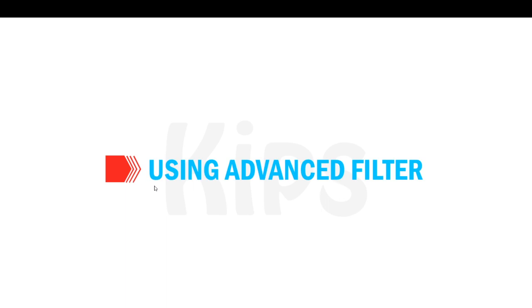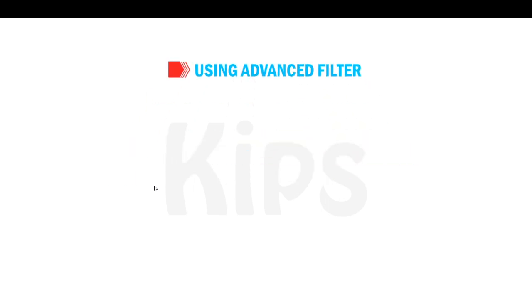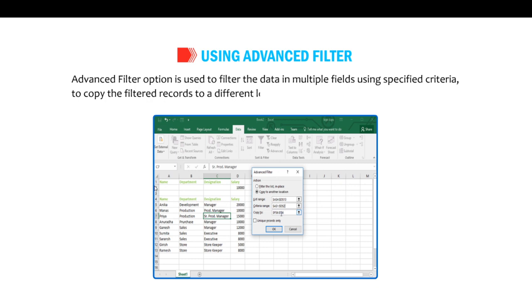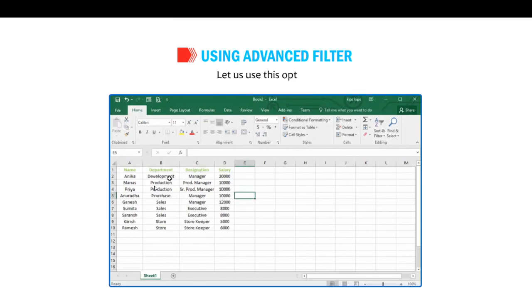Now next, using Advanced Filter. This is the next topic. We are doing it on a quick basis. Advanced Filter is used to filter the data in multiple fields using the specified criteria. Children, learn these definitions. You have to remember these definitions.